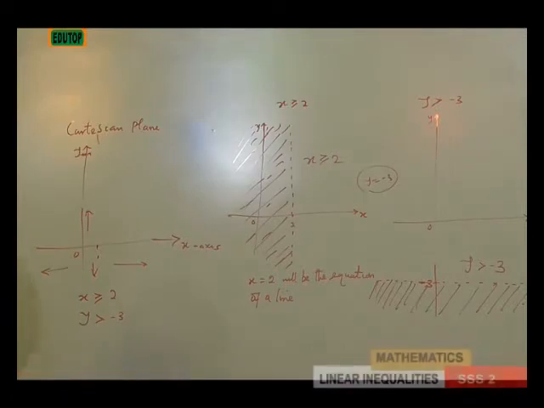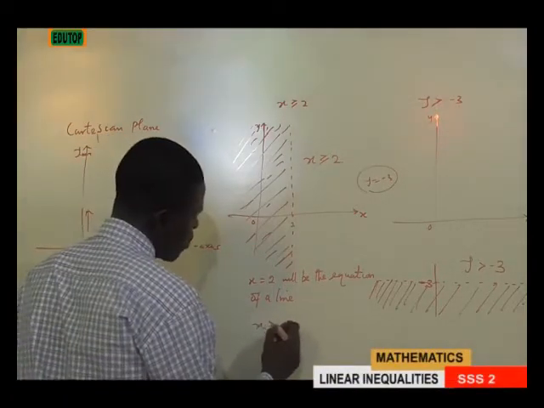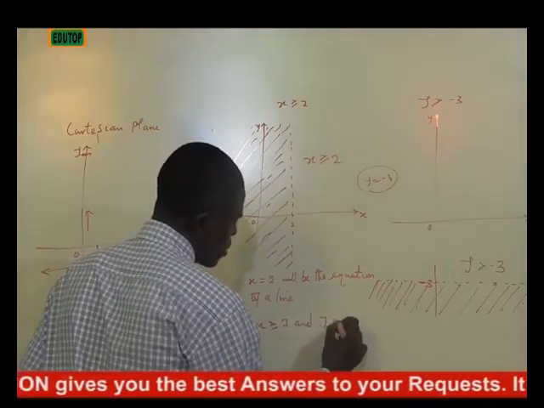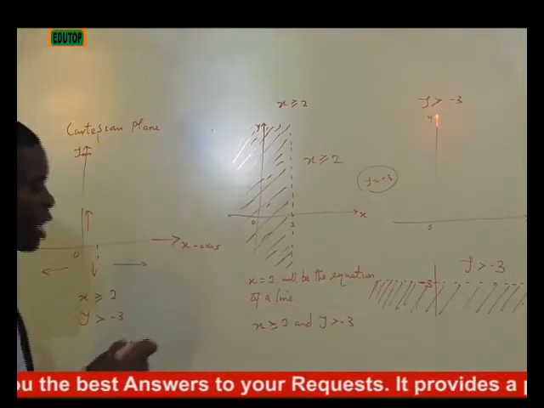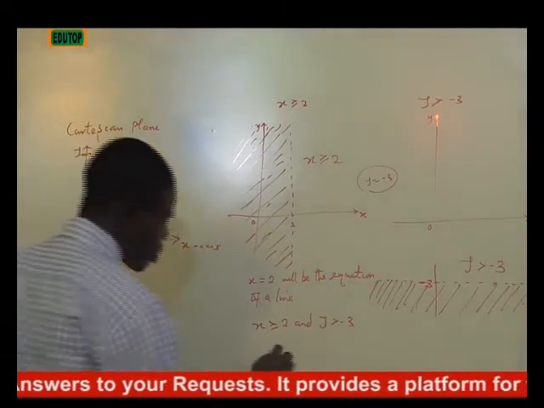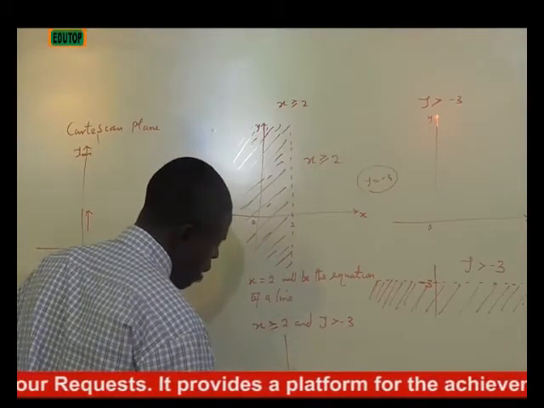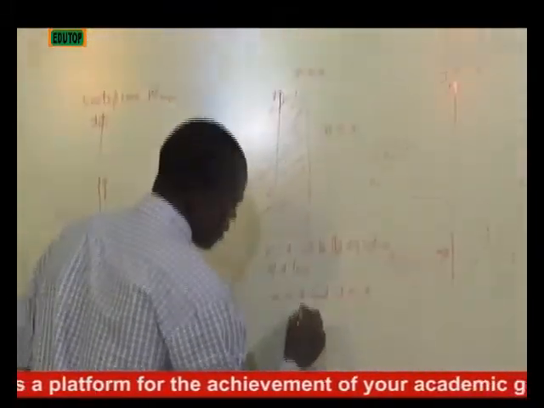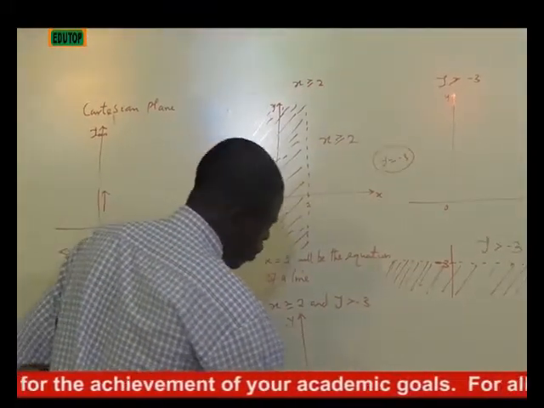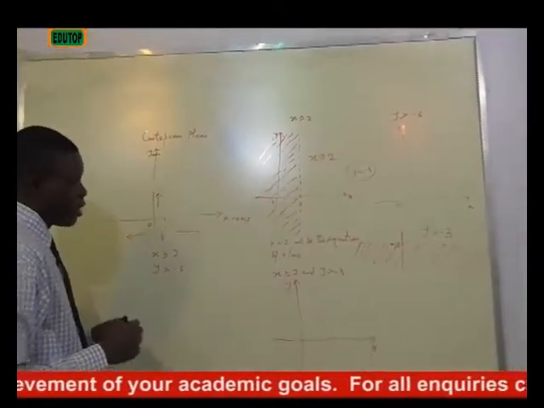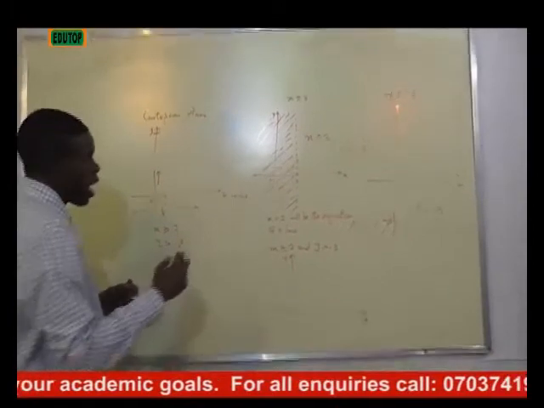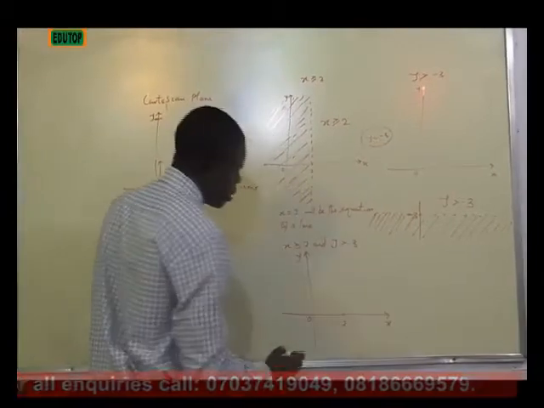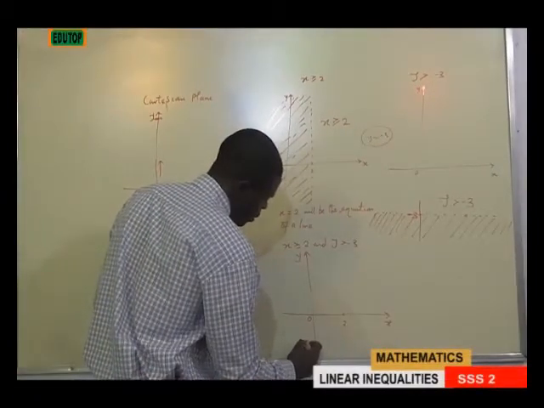And a case whereby we're asked to draw a graph of x greater than or equals to 2, and y is greater than -3 on the same Cartesian plane. Then in that situation, we have our vertical axis and we have our horizontal axis. Our vertical axis, which is our y, then our horizontal axis, which is our x. So here, let's say this is the origin, and this is 2. Then this is the origin, and let's say this is the -3.